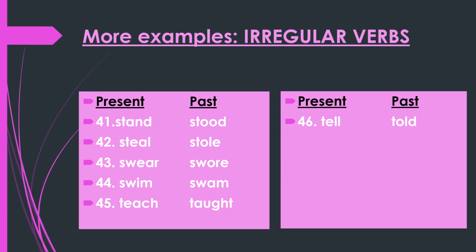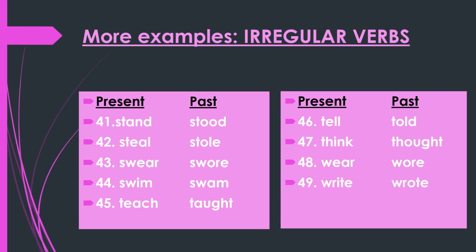Number 46 is tell, that is T-E-L-L. It becomes told in the past tense, that is T-O-L-D. Number 47 is think, that is T-H-I-N-K. It becomes thought, T-H-O-U-G-H-T. Number 48 is wear, that is W-E-A-R. It becomes wore, W-O-R-E. Number 49 is write, that is W-R-I-T-E. It becomes wrote, W-R-O-T-E.